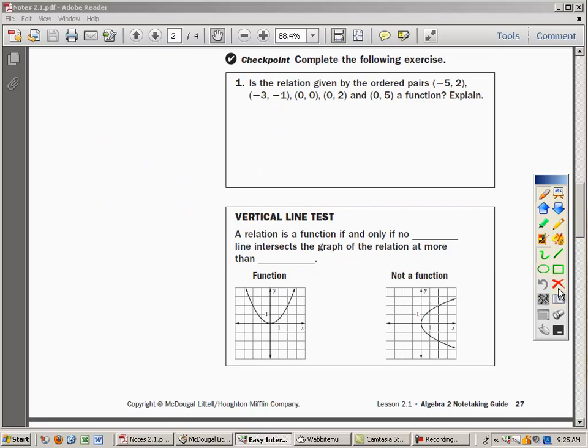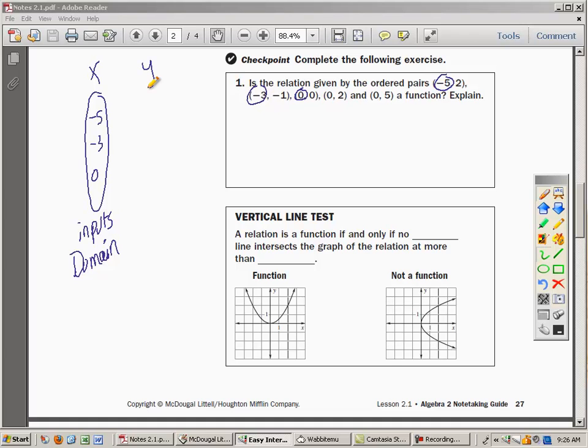So taking a look at this checkpoint problem, in order to be consistent with what we've done before and make things a little bit easier on ourselves, we're going to draw a mapping diagram with all the inputs. So again, my x's are my inputs. Another way to talk about my set of inputs is my domain. And so let's just list all the numbers that are in the domain: -5, -3, and 0.